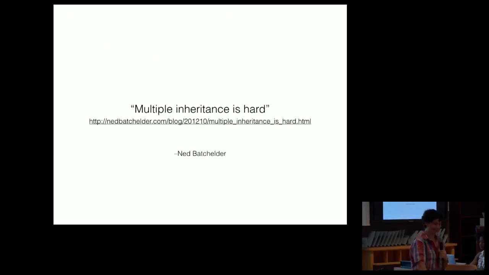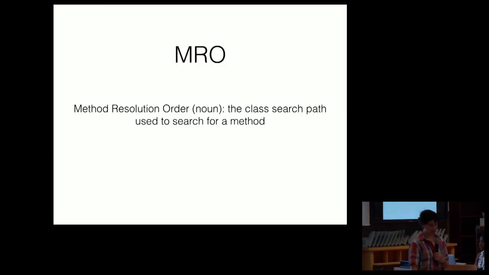We all know multiple inheritance is hard. In this blog post, Ned Batchelder is talking about some gotchas that he noticed when he was trying to use mix-ins with his unit tests. And he was having trouble because anytime you have multiple parents, then you have to specify an order in which to search for methods that you inherit from the parents. This was a thing that I learned when I was preparing this talk.